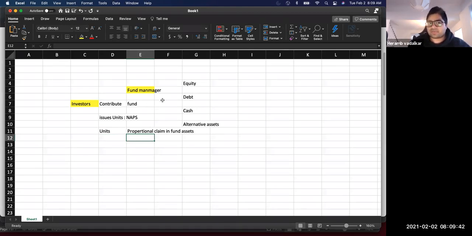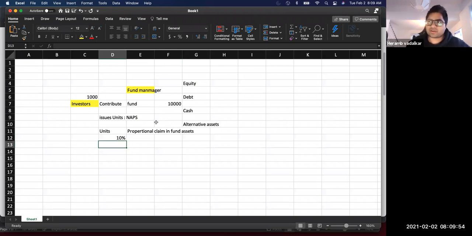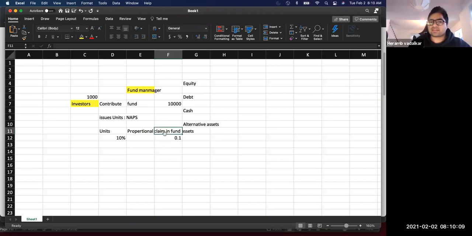For example, if the fund has assets of $10,000 and you have contributed $1,000 out of that, you will get 10% of the units that the fund has issued. Your proportionate claim in the fund's assets is your investment, 1000, divided by the fund's asset value. That is 10%. So whenever you invest in an ETF or a mutual fund, you get units.